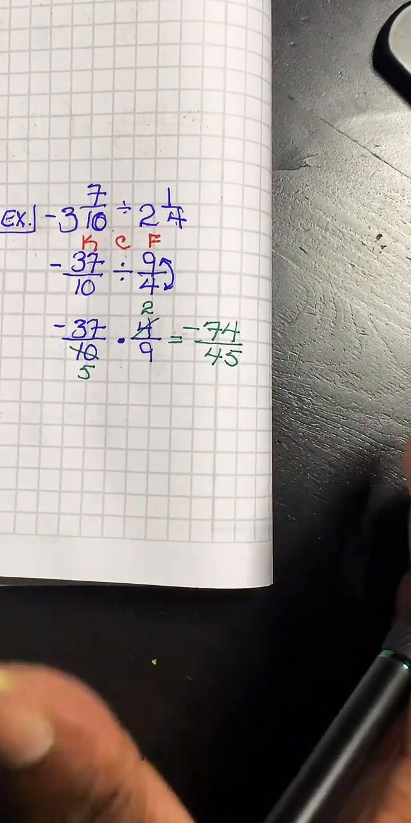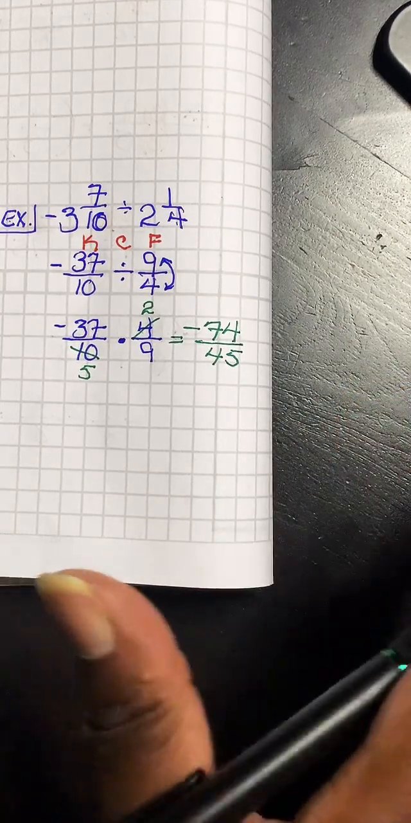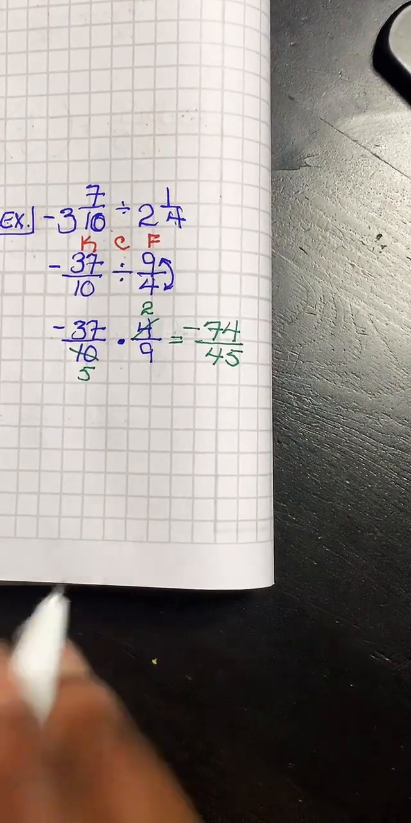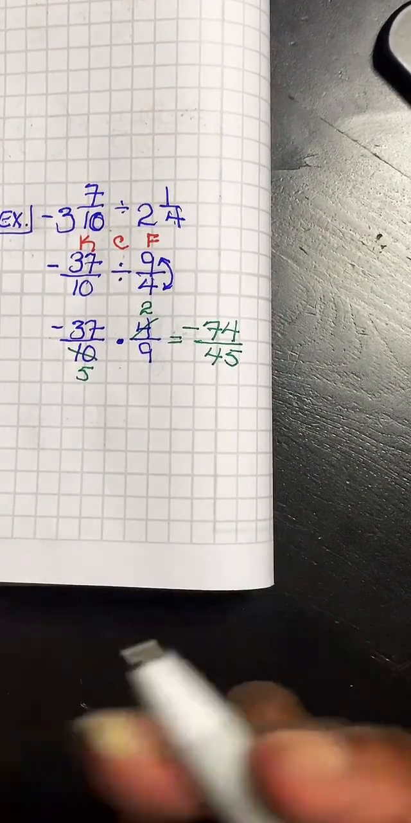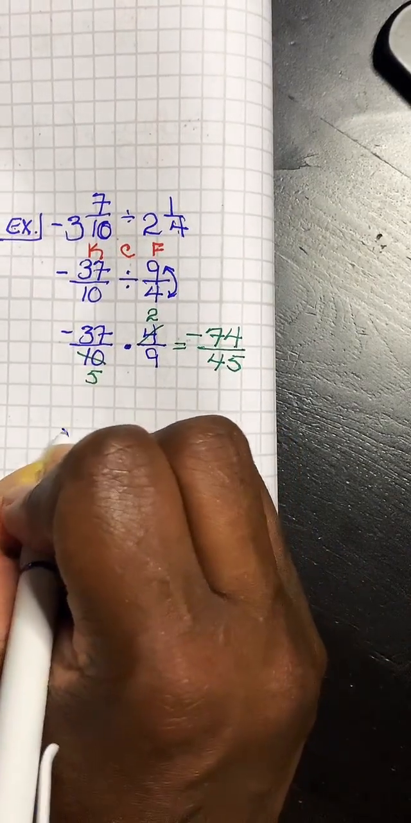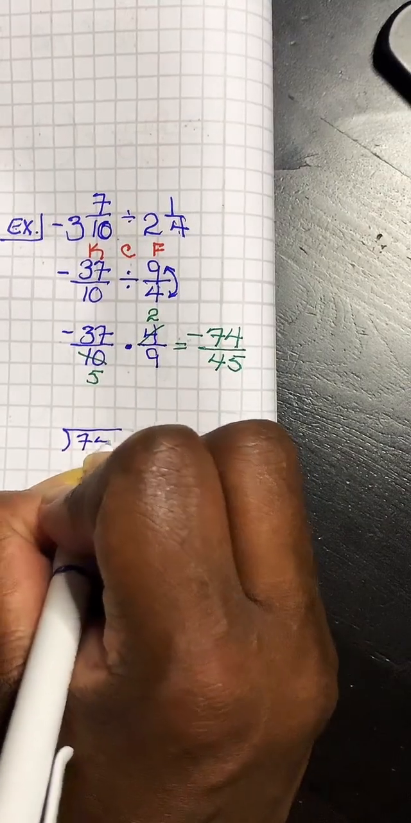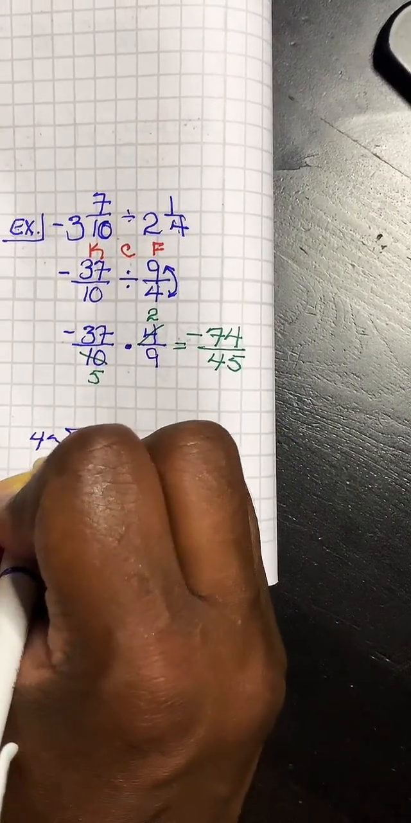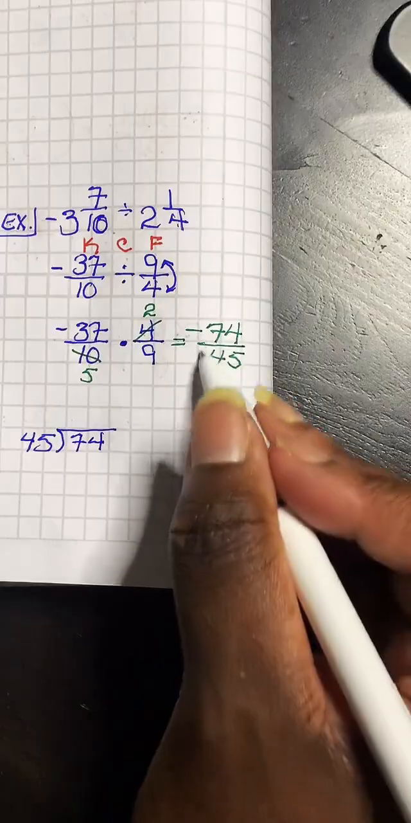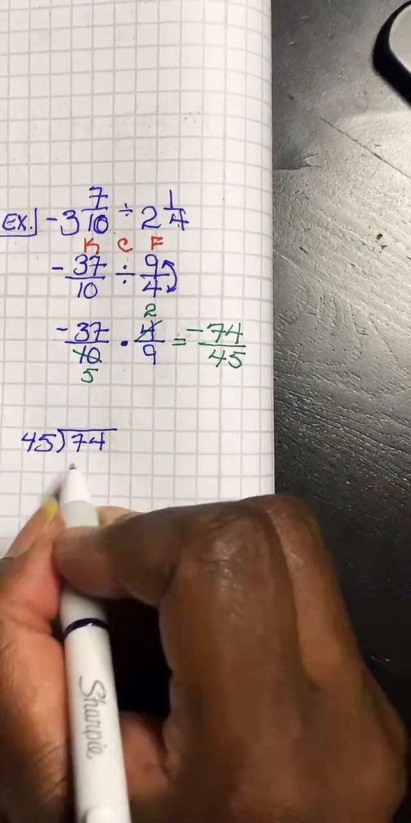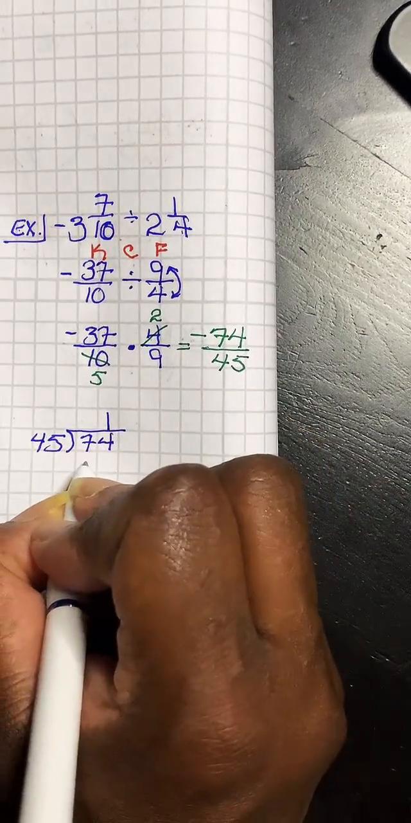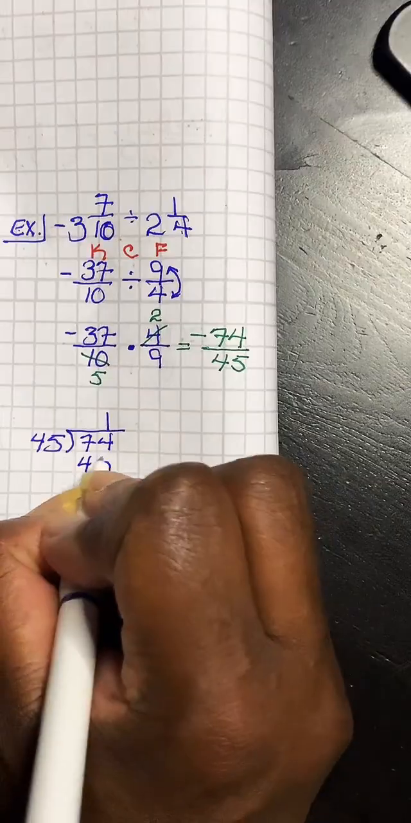If you see that as an improper fraction, and you need to change it into a mixed number, you don't have to, but if you need to, we're going to do the simple division. So we have our 74 divided by 45. We know our answer is going to be negative, but we need to simplify this ratio. So how many 45s can go into 74? Well, there's only one, because 2 would be 90. So we got our 45.